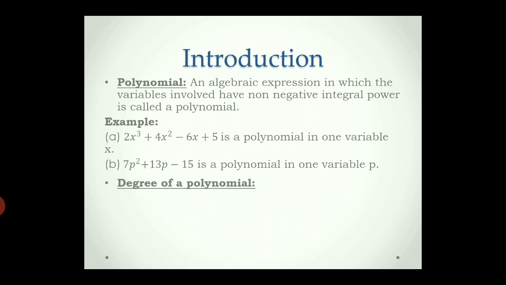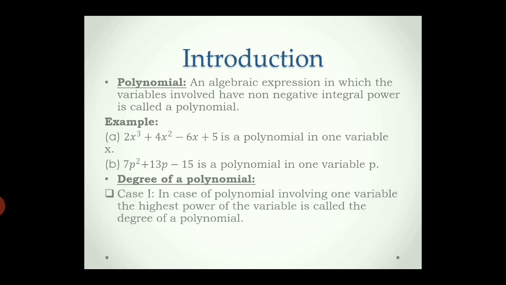Degree of a polynomial. It is the highest degree of the variable in a polynomial expression. It can be calculated in two ways. First is, in case of a polynomial involving one variable, the highest power of the variable is called the degree of the polynomial. For example, the degree of 4x cubed minus 2x square plus x minus 12 is 3.